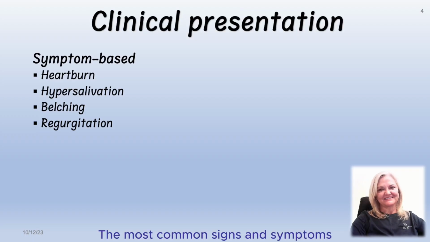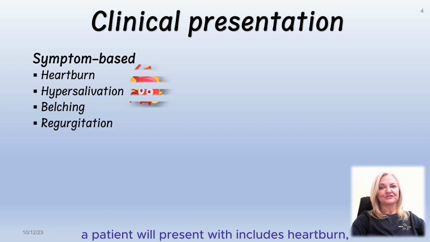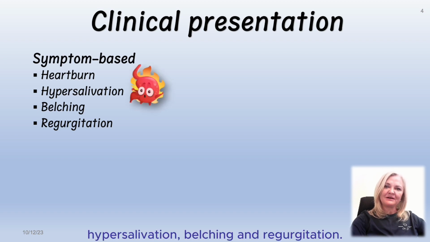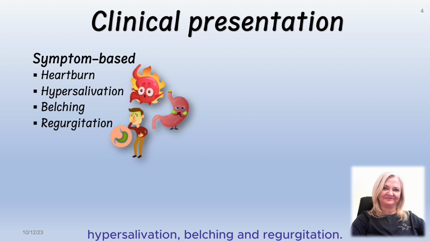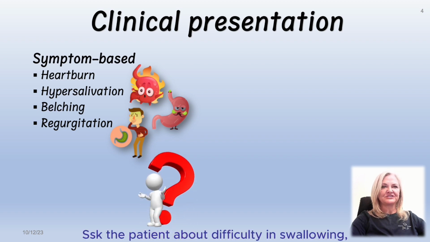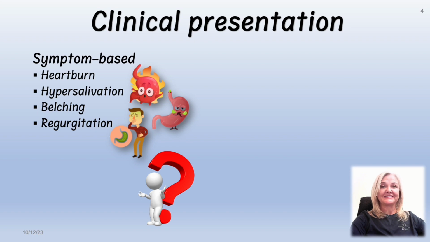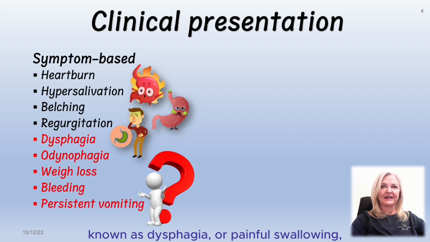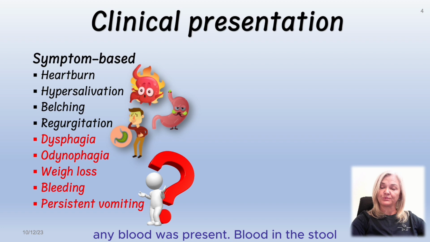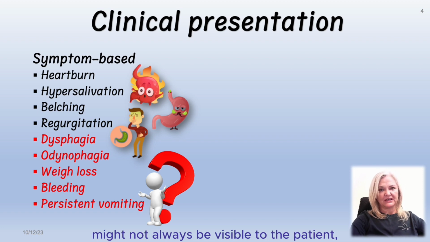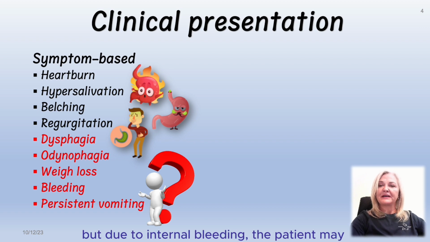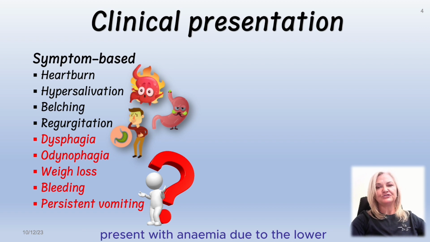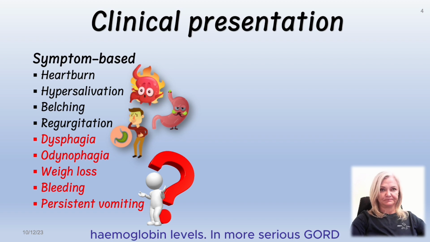The most common signs and symptoms a patient will present with include heartburn, hypersalivation, belching, and regurgitation. Ask the patient about difficulty in swallowing, known as dysphagia, or painful swallowing, known as odynophagia. Inquire about any unintentional weight loss or vomiting and if any blood was present. Blood in the stool might not always be visible to the patient, but due to internal bleeding, the patient may present with anemia due to lower hemoglobin levels.